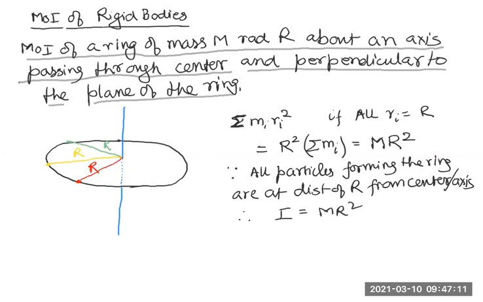Agar axis center pe nahi hai to kaise karenge? Tabhi kar aa raha hai, dheere dheere aa raha hai, slowly. Okay. Now answer me this question.